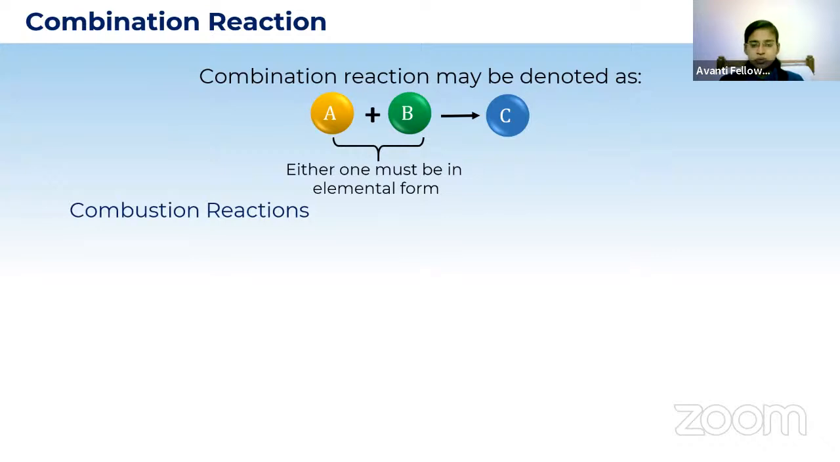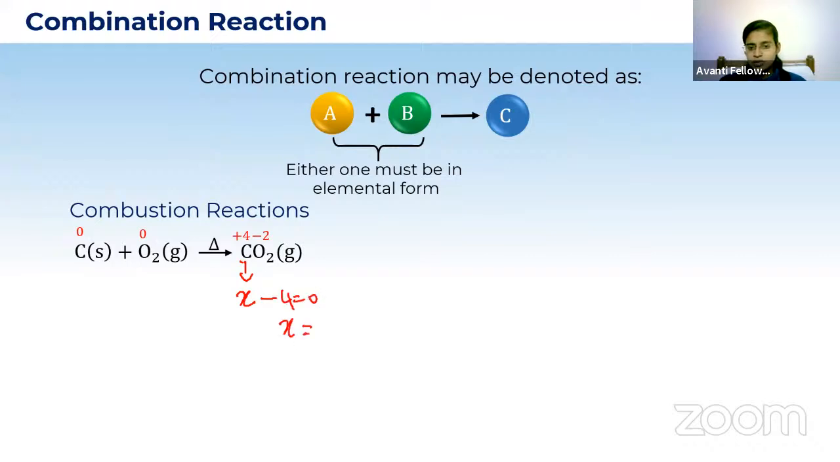I will give you an example. Here you see carbon is reacting with oxygen to give carbon dioxide. Since carbon and oxygen on the reactant side are present in their elemental form, they take the oxidation number of 0. Then coming to carbon dioxide, if I take carbon as x and for each oxygen -2, so 2 into -2 is -4, so x will be +4. So the carbon oxidation state is +4 and the oxygen oxidation state is -2.